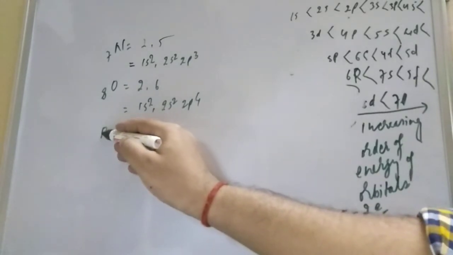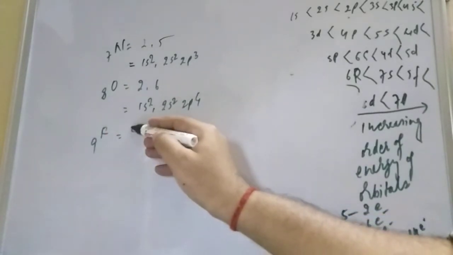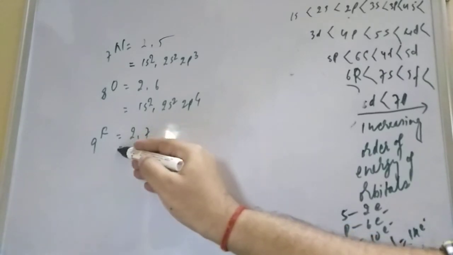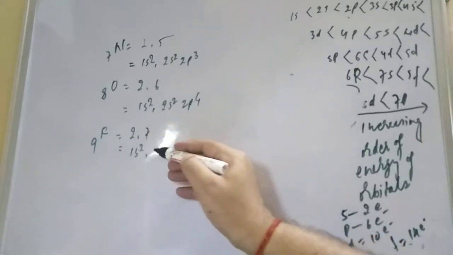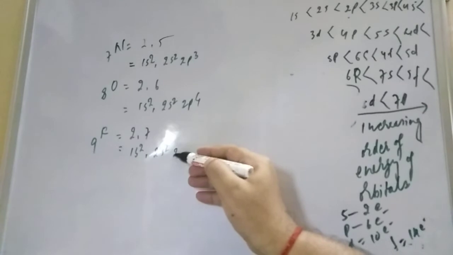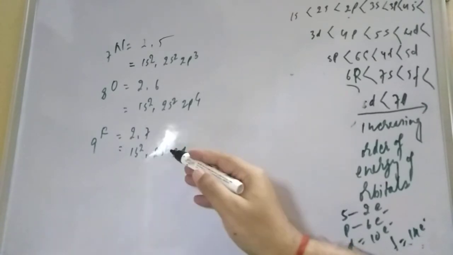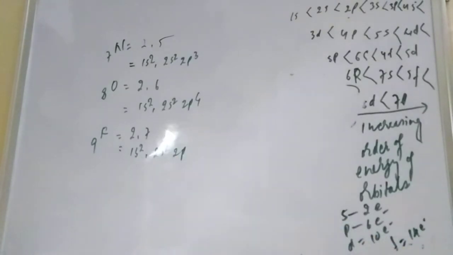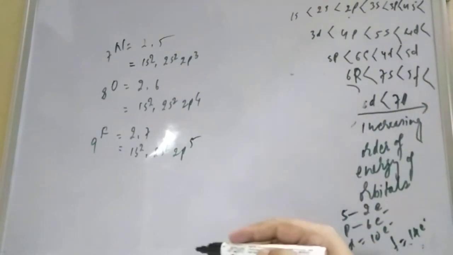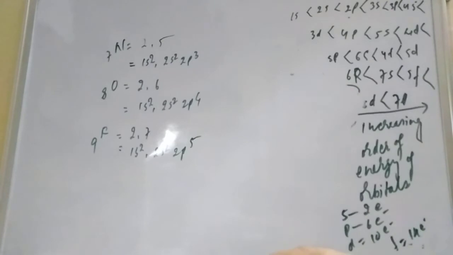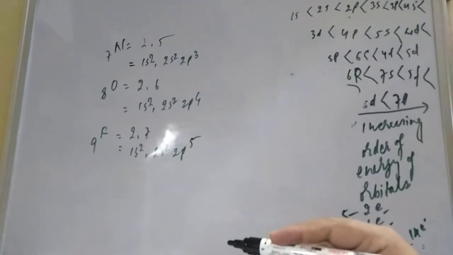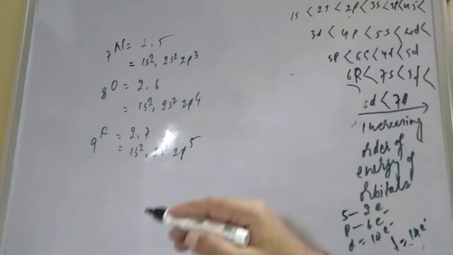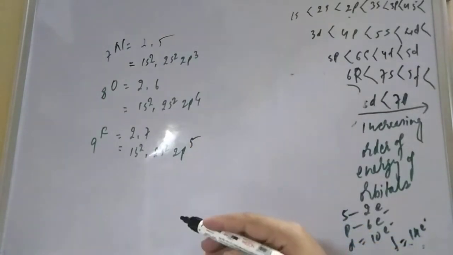If you talk about fluorine, student, fluorine is 9. So what is it? 2 and 7. 2 and 7. So what will come, student? 1s2, then it will come 2s2, then 4 is over, student. So how many are left, student? 2p5. So you add up the electrons, student, you will be able to know how many electrons are there if you try. So 2 to 4, 5, 7. P orbital can have maximum 6 electrons.